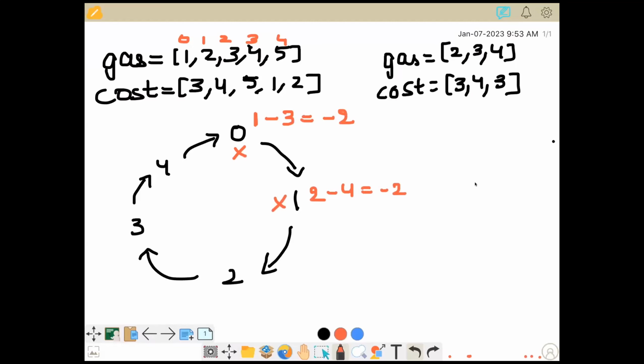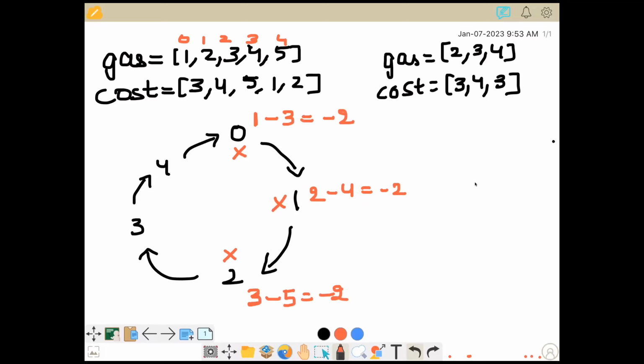And let us start at the second gas station. At the second gas station, initially we fill 3 gas points and we require 5 gas points to move to the next station. So here also we are short in gas, so we don't have enough gas to move to the third gas station from the second gas station. So the second gas station cannot be our answer.